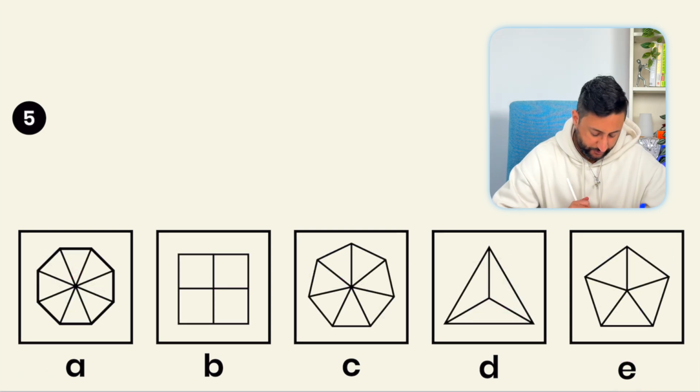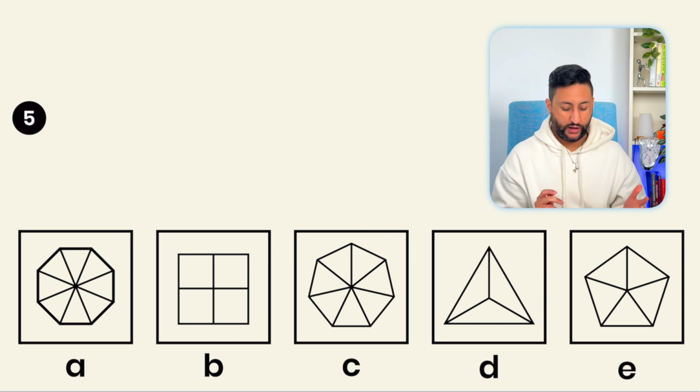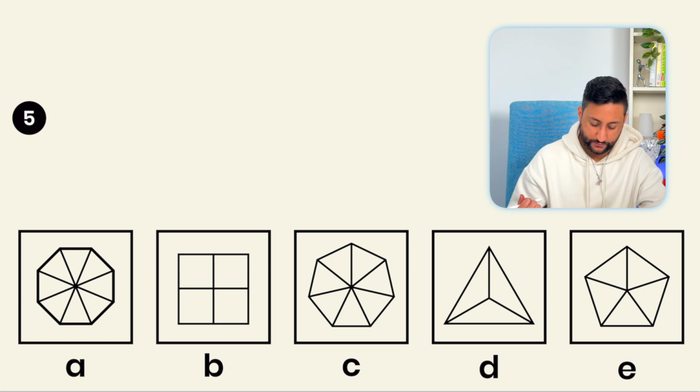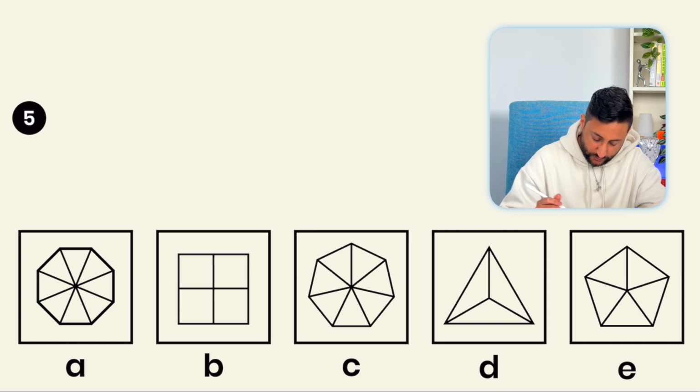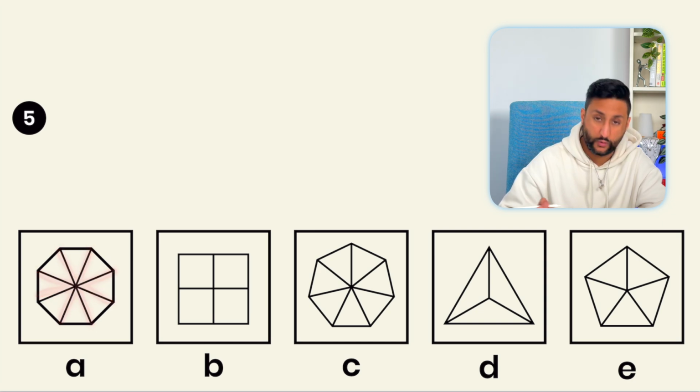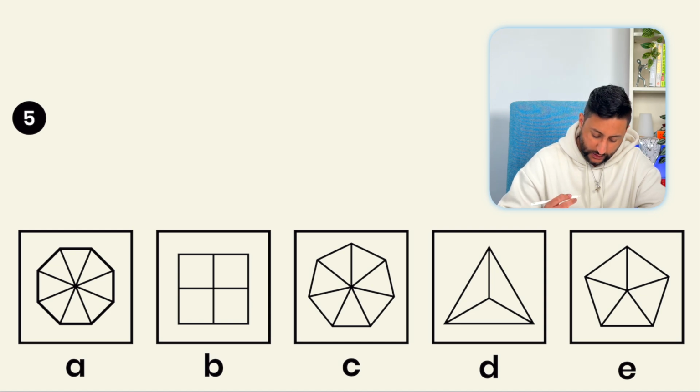Question 5. We have 5 shapes. They all look like regular shapes. They all have the same fill. They all have a different number of sides. So it's going to be something to do with these lines that go to the middle. So these have lines going from the point into the middle, which creates triangles. This has lines going to the middle as well.